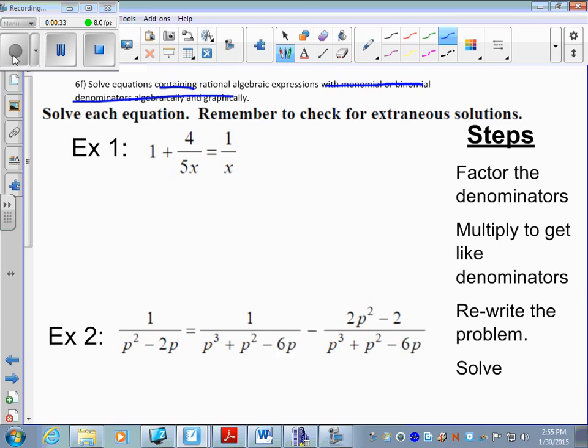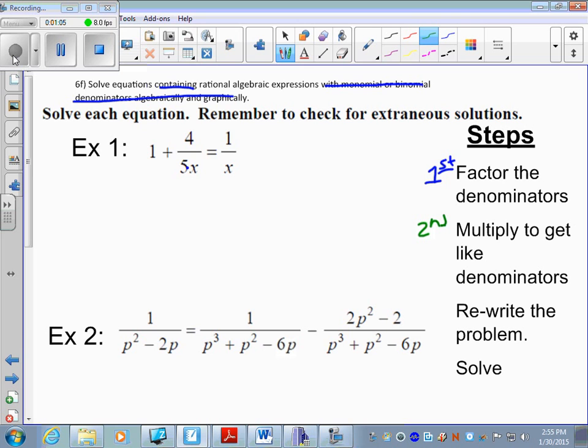On the right side, I have steps, and I'll be talking about the steps as I go along. Example 1, we're just solving this. We're solving for x. Well, one of the easiest ways to solve these is to first factor the denominators. That's the first thing you should do. Well, in this case, we have monomials in the denominator. We don't factor monomials. So then the next thing we do, second step, is multiply to get like denominators.